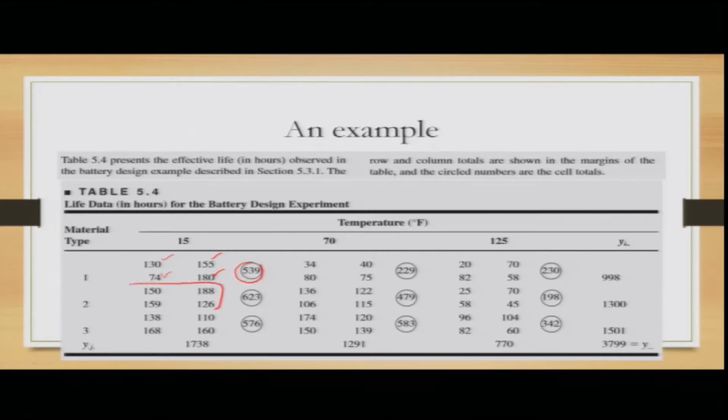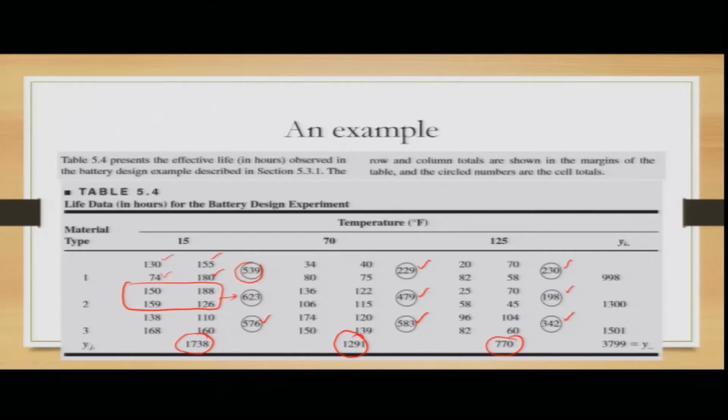If I add up for material type 2, the total comes out to be 623. For material 3, it comes out to be 576. Then the total value is 1738 for the temperature fixed at 15, and for all the 3 different materials. Similarly, you have 228, 479, 583 for the temperature of 70. The total value for all the combinations is 1291. And for the last change in temperature, which is 125, the totals for material type 1, 2, 3 are respectively 230, 198, 342, and the total value is 780.